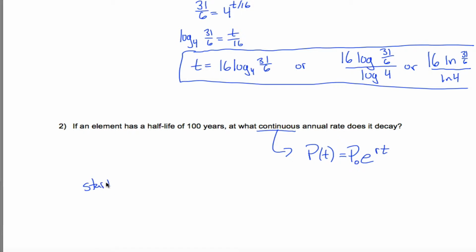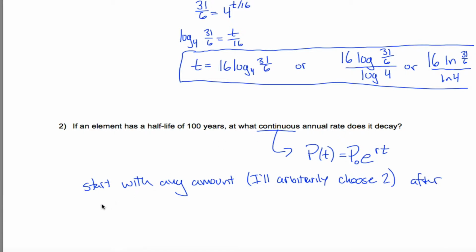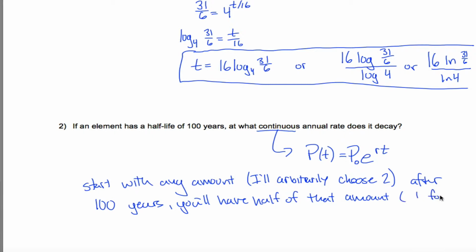Start with any amount. I'll arbitrarily choose, I don't know, 2. 2 is my starting spot. I start out with 2. After 100 years, you will have half of that amount. So it would be 1 for me.